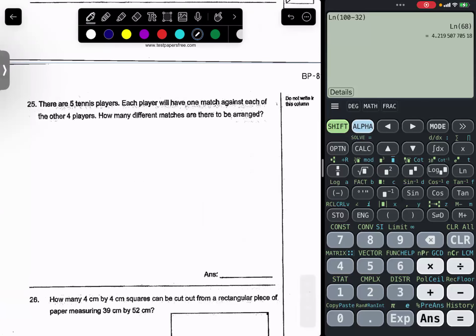There are 5 tennis players. Each player will play 1 match against each of the other 4. How many different matches can be arranged? Okay, this is a tough question. But let's call them A, B, C, D, E, right?